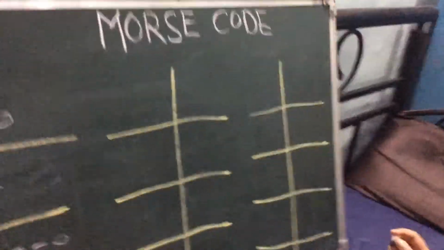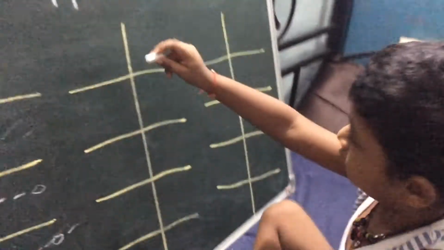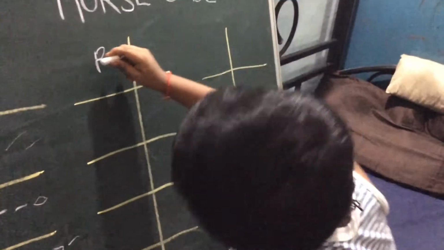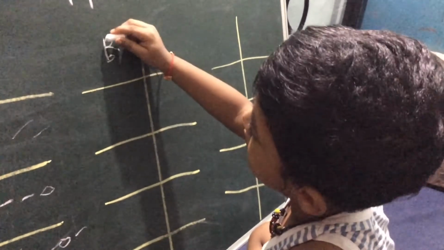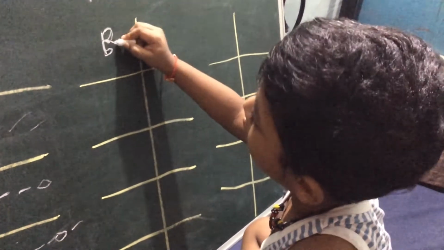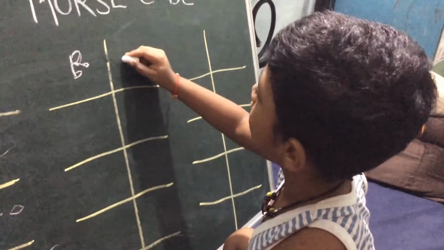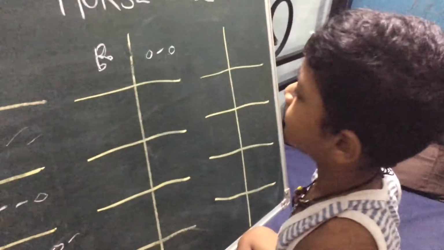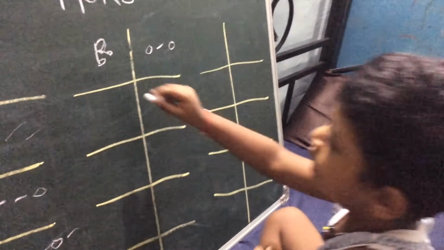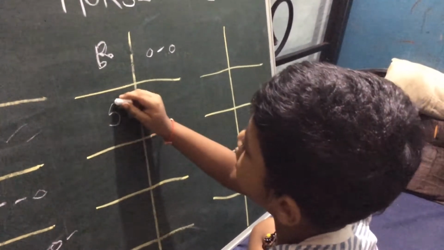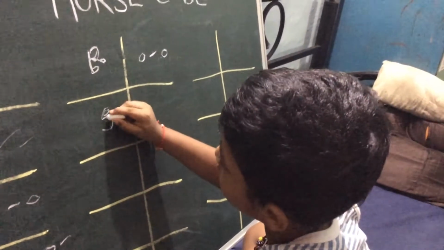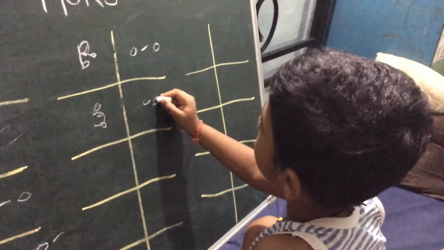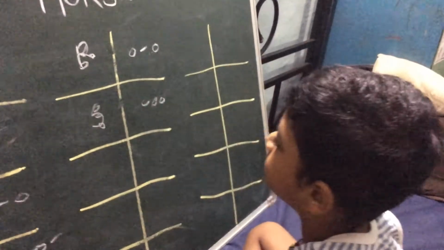Yeah, R. This is dot, dash, dot. Okay. So, here we go, dot, dash, dot. Yeah, S is dot, dot, dot. So, dot, dot, dot. Now T.